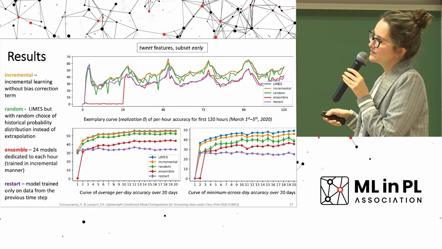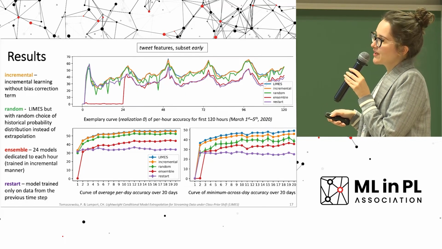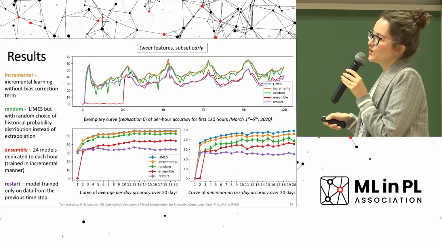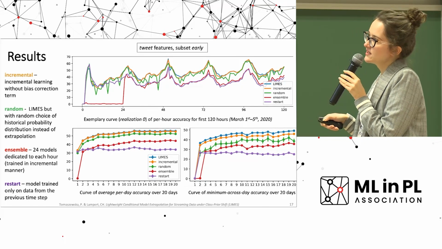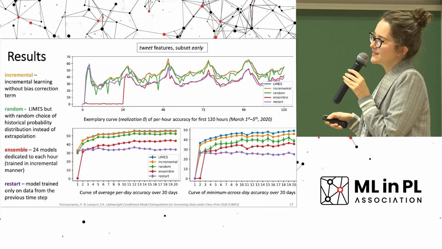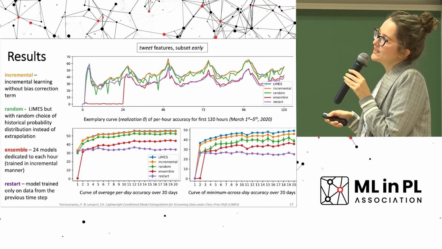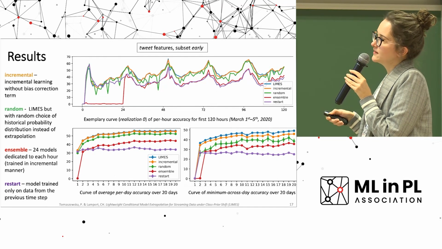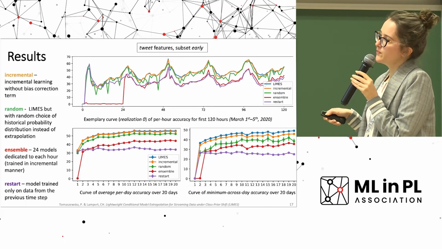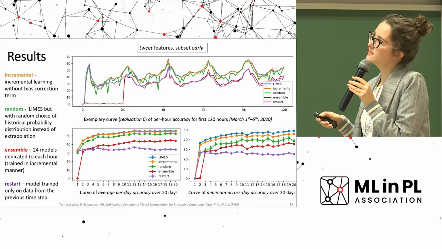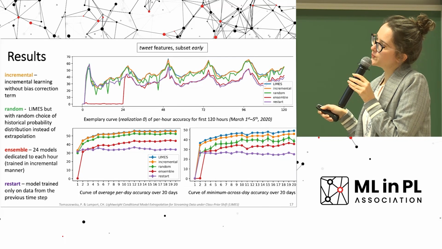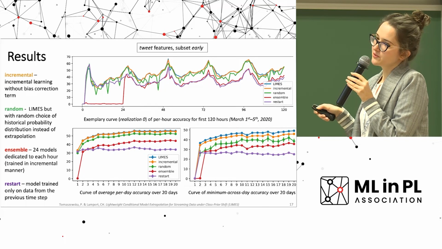And to make it maybe easier to analyze, we decided to do some kind of aggregation. On this chart, we calculate the average performance over the day, so over the 24 hours. And here you can see that LIMES is very similar to the incremental method. The incremental method is the method that has just one model without any bias correction term and extrapolation. And here we have the minimum across a day. So these are the moments where we can see these valleys. And we see that when it comes to the minimum performance over a day, LIMES is much better than incremental.